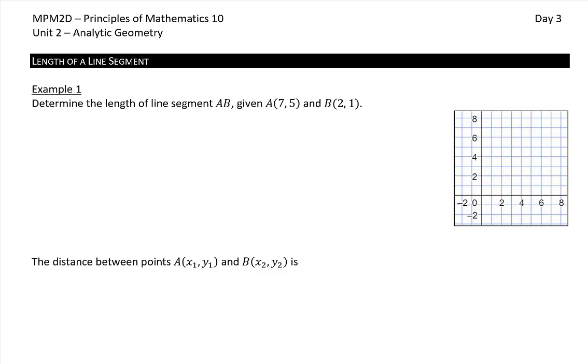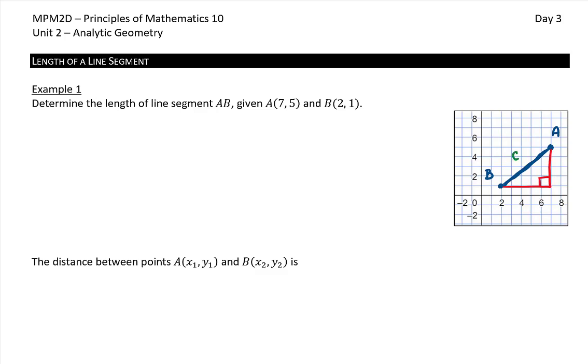So in this video, we're going to look at how to determine the length of a line segment. We're going to start by looking at an example. Determine the length of line segment AB, given that A is (7, 5) and that B is (2, 1). If I add these two lines to this picture, we see that we can use Pythagorean's theorem to determine the length of line segment AB.